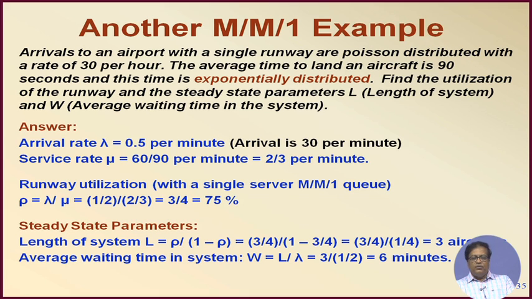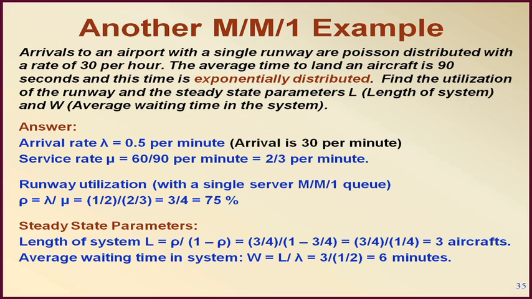So, again a simple problem, lambda is 0.5 per minute, that is 30 per hour, service rate mu 60 by 90, that is 2 by 3 per minute, right, and runway utilization rho lambda by mu, half by 2 by 3 comes out to be 75%, and then steady state parameter L rho by 1 minus rho, 3 aircrafts, and average waiting time in the system W, L by lambda comes out to be 6 minutes.